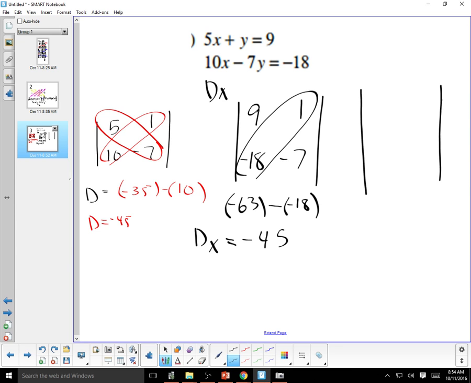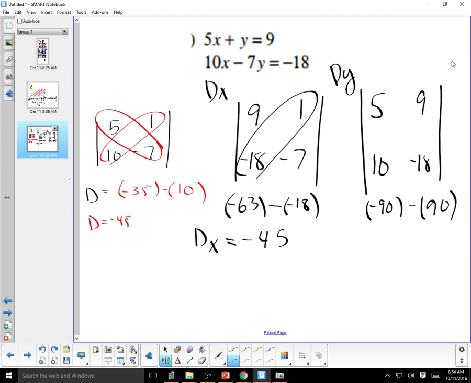Now I'm going to do it one more time. I'm going to call this guy dy. The x's are going to stay the same this time, 5 and 10. And in the y column, I'm going to plug the answers in. So 9, -18. So something minus something, right? 5 times -18 is -90. And then that's going to be 90, right?